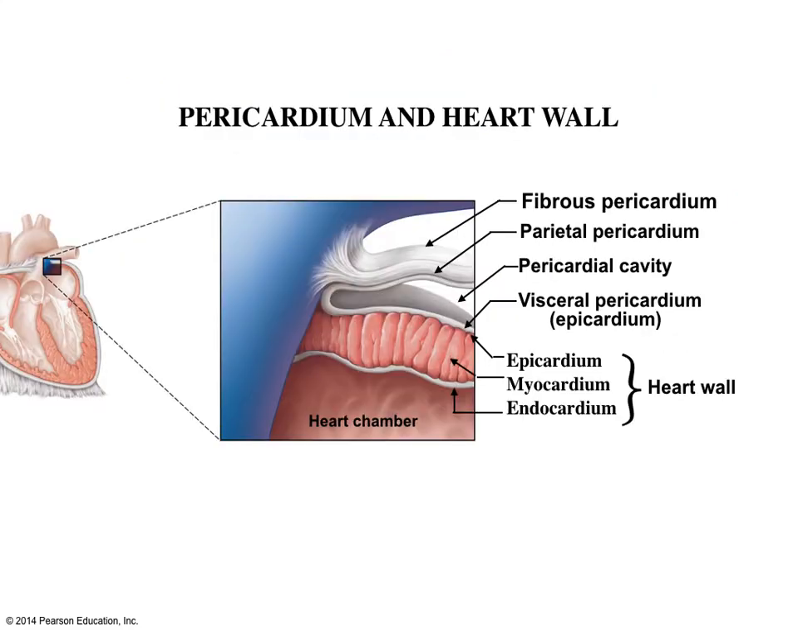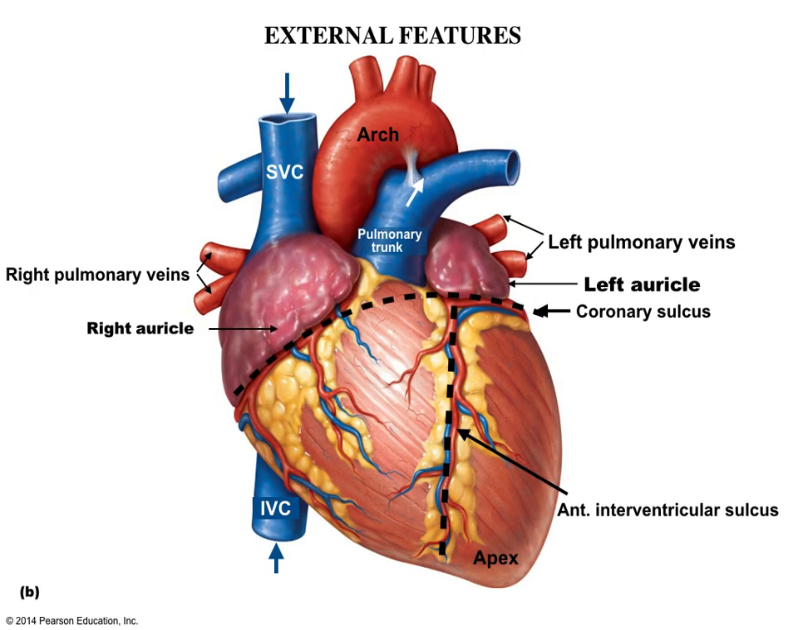The pericardium includes the outer fibrous pericardium and the underlying parietal and visceral pericardia. Between the two is the serous fluid-containing pericardial cavity. The heart wall from outside in includes the epicardium, basically your visceral pericardium. The thickest layer of the heart wall is the muscle, the myocardium. Internally lining the heart would be the endocardium.